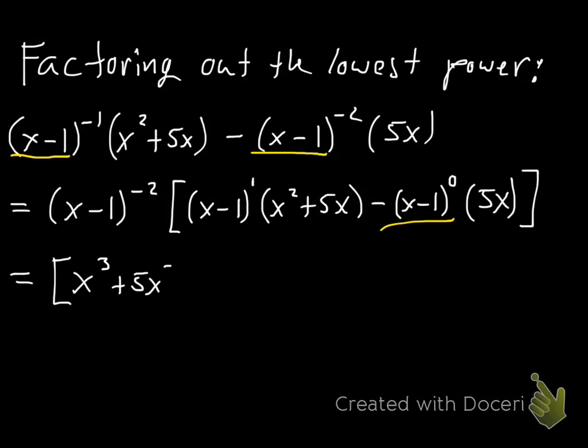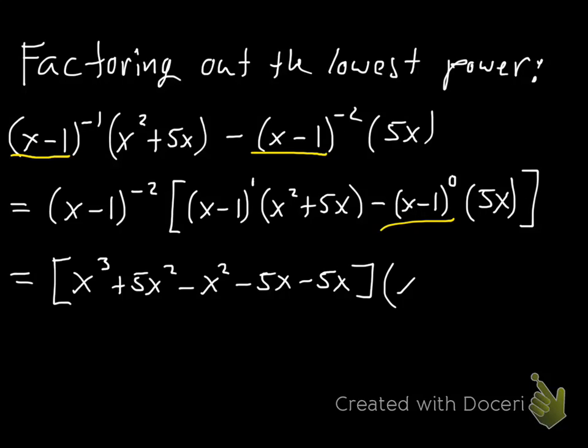So FOILing that out. X times x squared is x cubed. X times 5x is 5x squared. Minus 1 times x squared is minus x squared. Minus 1 times 5x is negative 5x. And then over here, the x minus 1 to the 0 power was a 1, so we just have 5x.